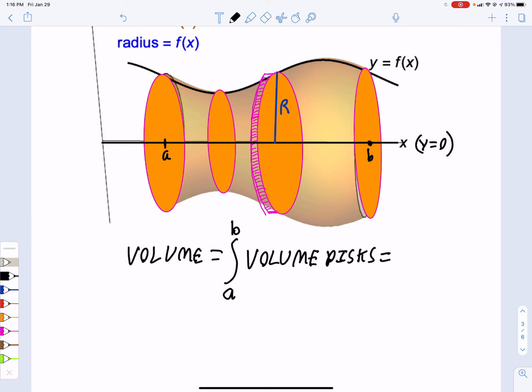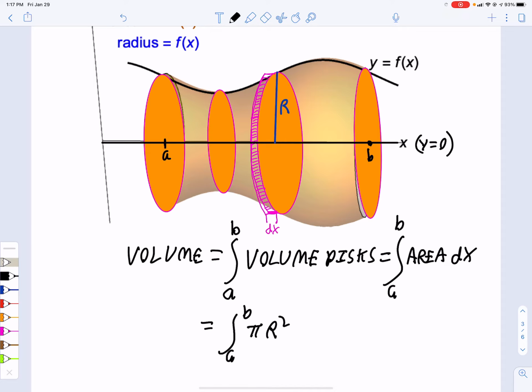How do you find the volume of a disk? The volume of a disk, we just learned, is the area times the thickness, and I'm going to claim this thickness, just like we did with the rectangles, is a change in x, dx. So what is the area of a circle? Well, I know that's pi r squared times the thickness dx.